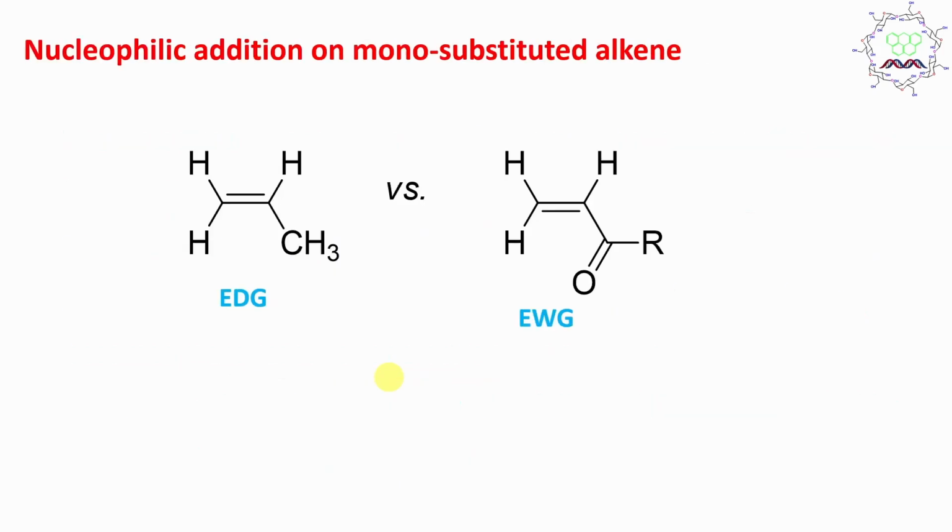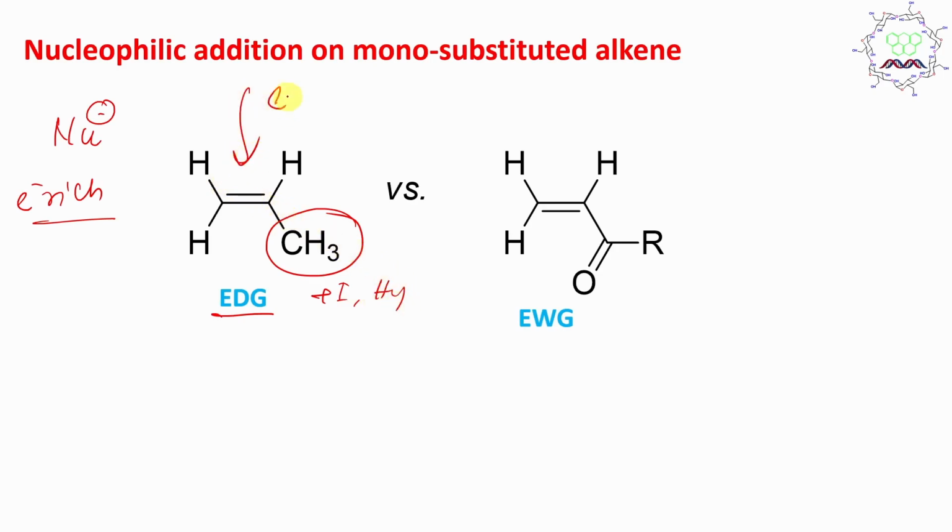For example, nucleophilic addition to a pi bond. If you take this one, this is an electron donating group, methyl, attached to this CH3. Now it is nucleophilic addition. Nucleophilic addition means the nucleophile will get attached or added across this C=C double bond, and the nucleophile is electron rich. Because of this plus I and hyperconjugation, this alkene is actually electron rich.